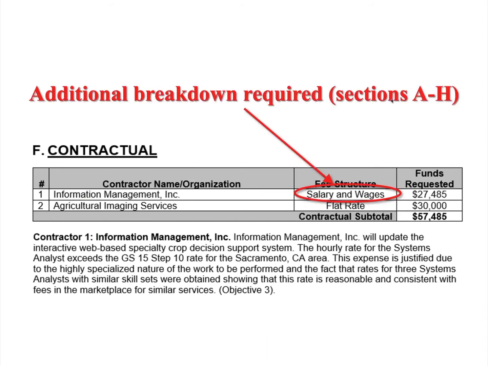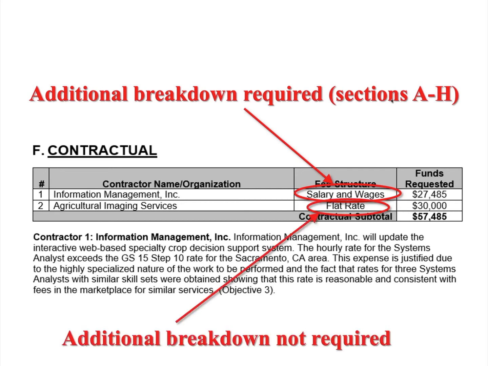In the example, contractor 1 will use a salary and wages fee structure, so a breakdown of costs for categories A through H is required. Contractor 2 will use a flat rate fee structure, so a breakdown of costs for categories A through H is not required because all of these costs are included in the flat rate.